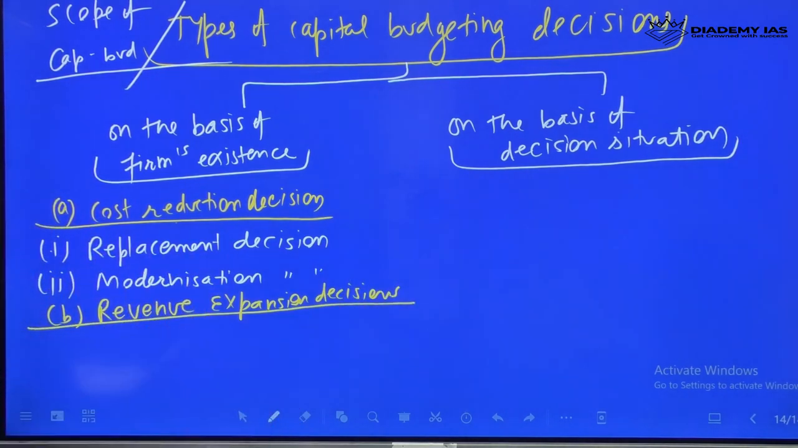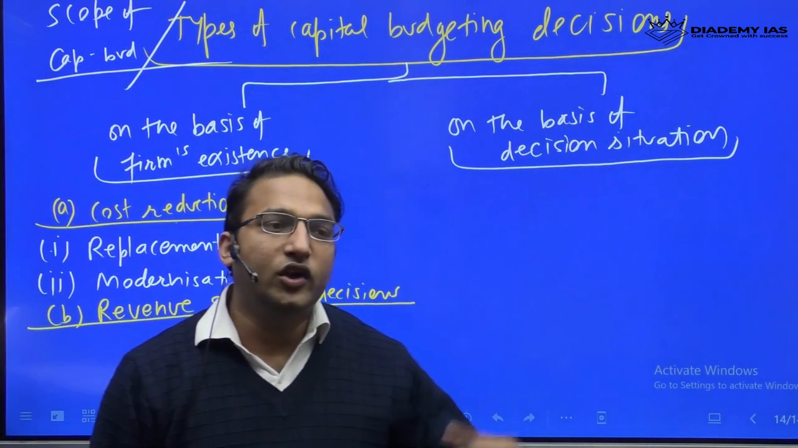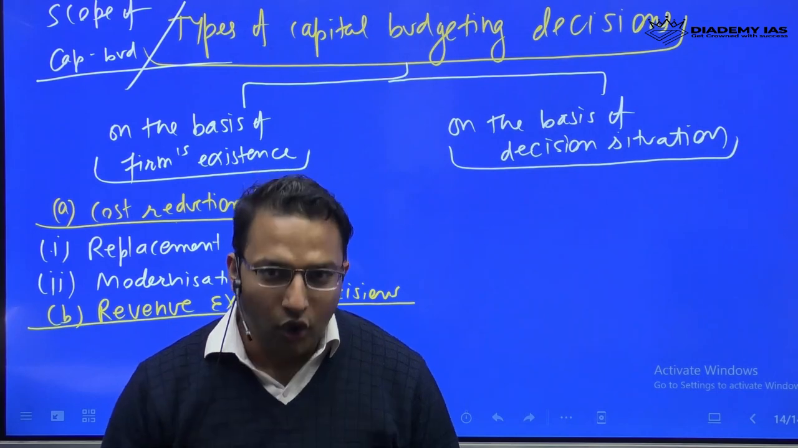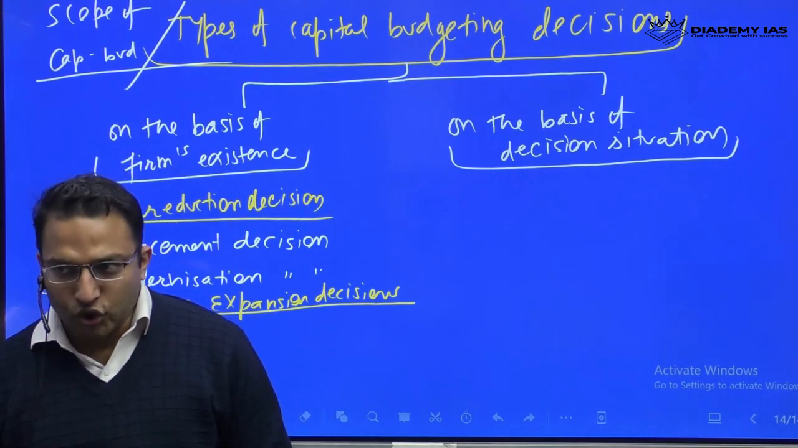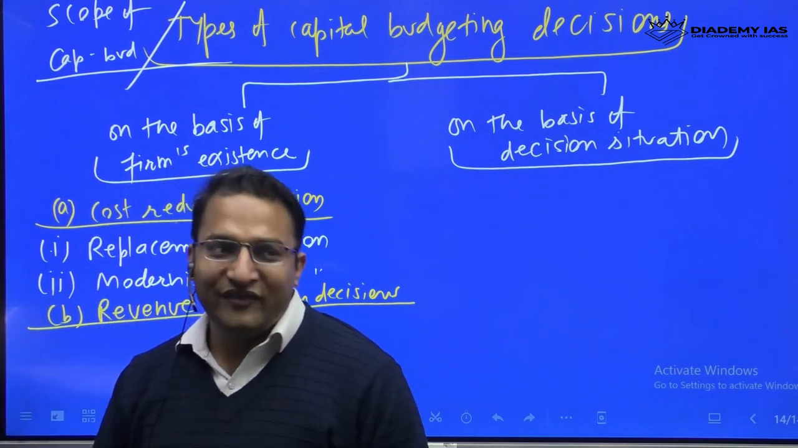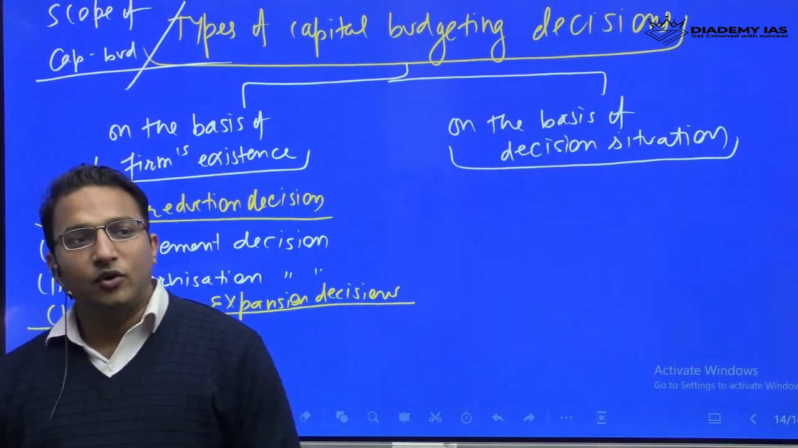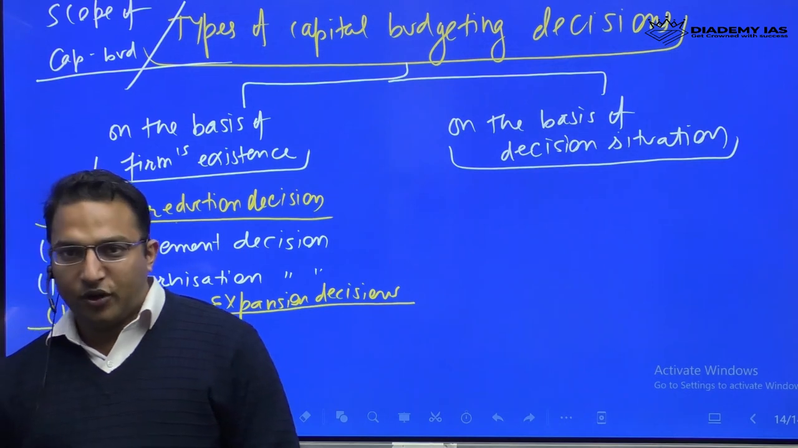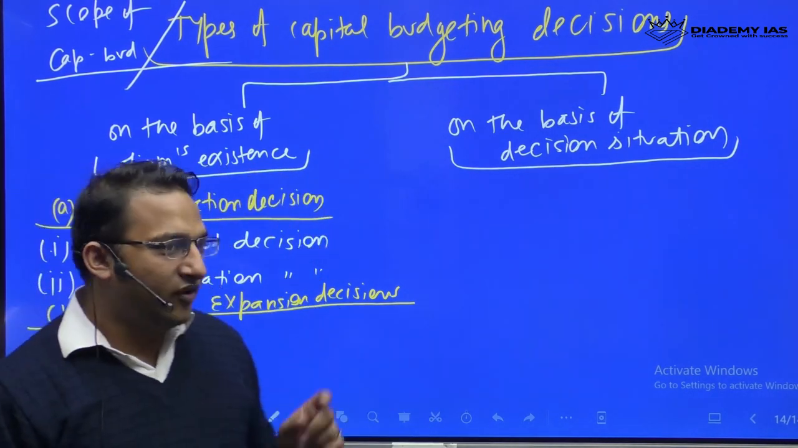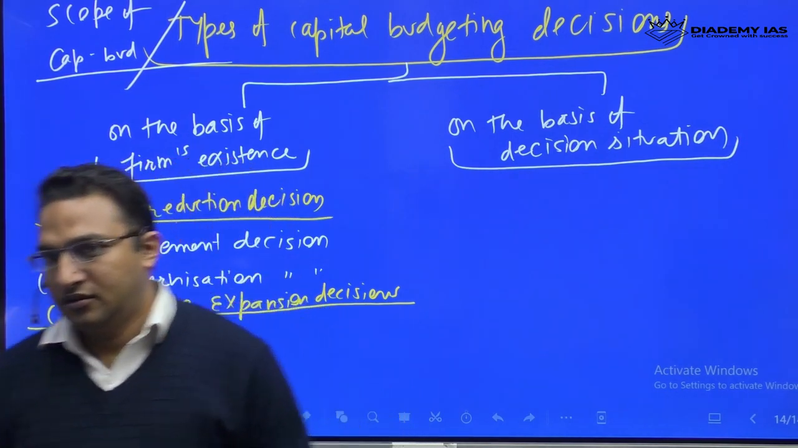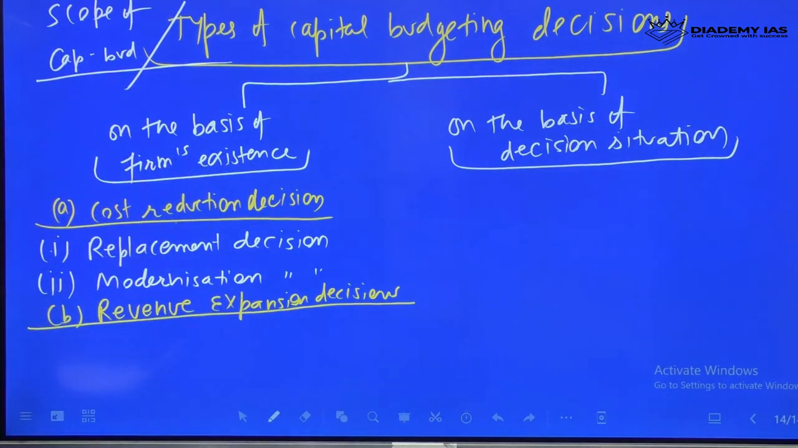So replacement decision basically means we are replacing the old machinery with new machinery, because when the machine gets old, its efficiency reduces, its input output ratio gets reduced, and even the quality of product might be defective. But with a new machine, maybe an automatic machine, we get a better product and maybe more quantity also, right? Modernization basically means we are modernizing the facilities. Then comes revenue expansion decisions.